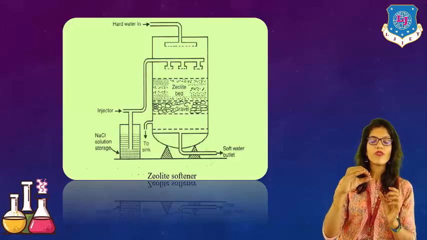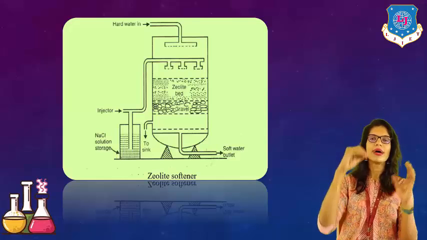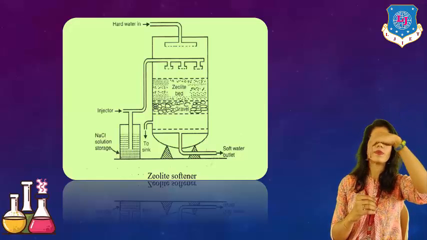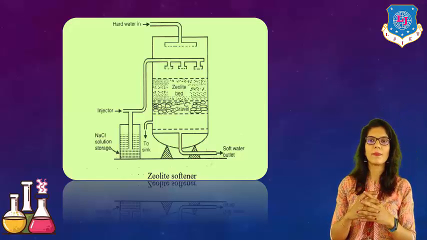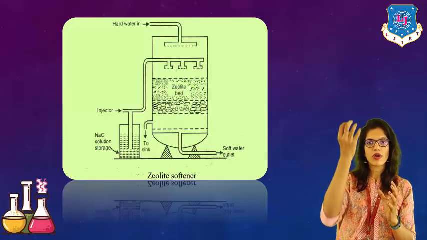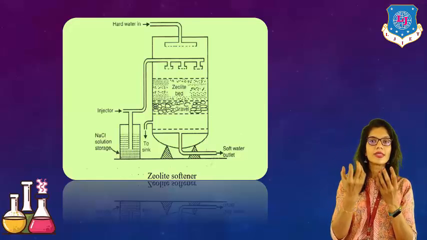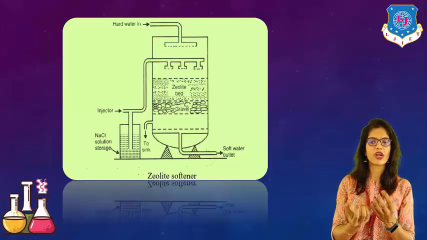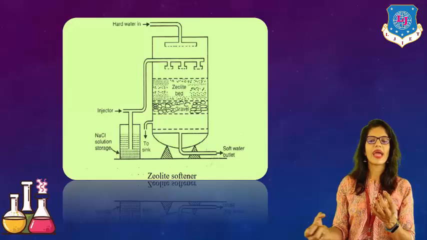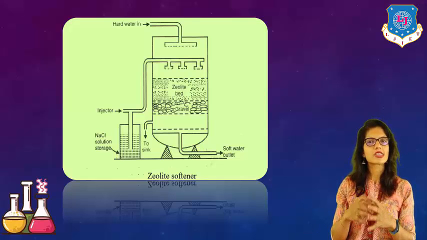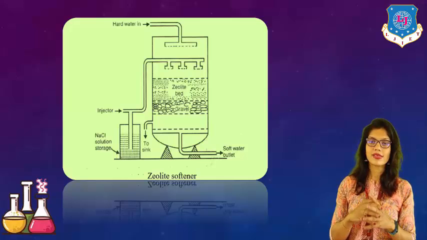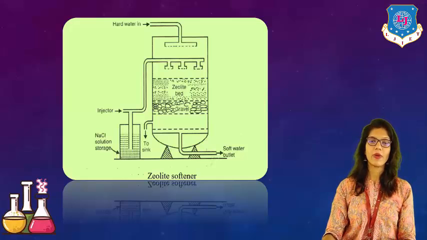And what we have to do? We have to let the hard water in from the top. When we allow it to pass through the zeolite bed, the impurities, the hardness, will be removed and it is again filtered using gravel, and it can be easily taken out as soft water from the bottom part. This is the equipment of the zeolite process.